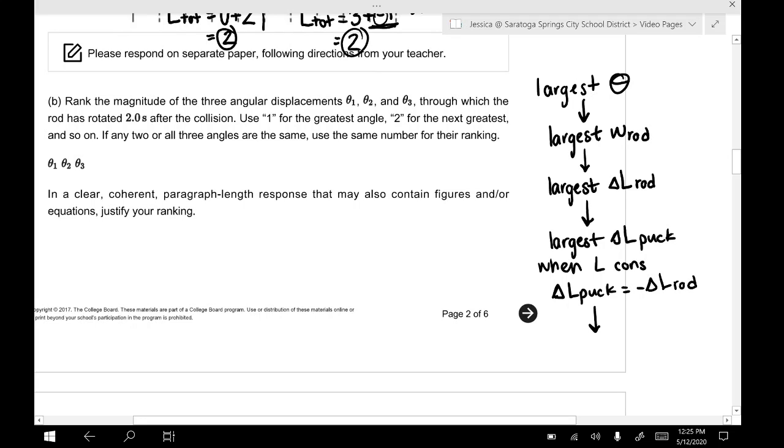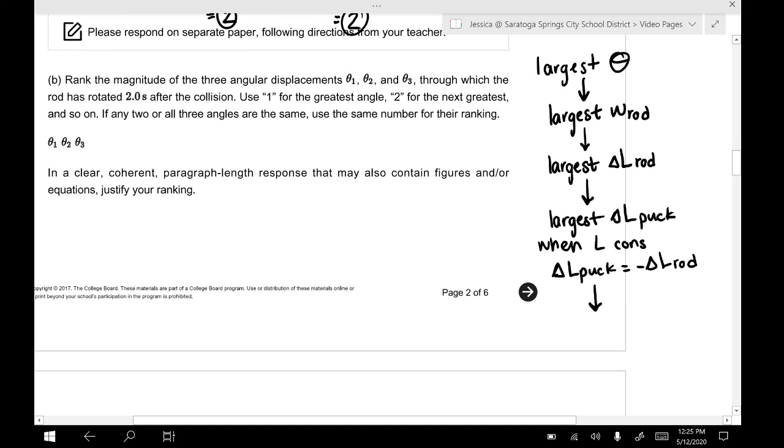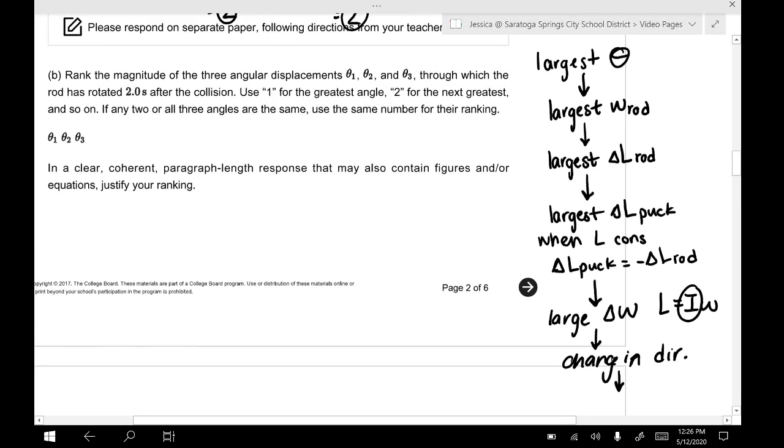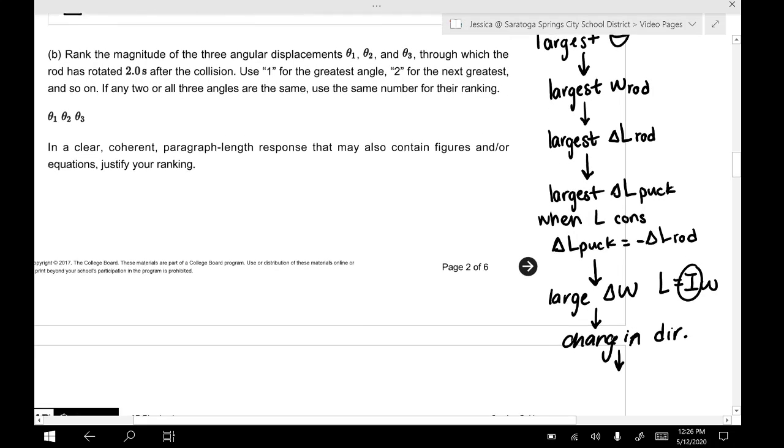Okay, so when does that largest angular momentum change happen? Well, when we have a large change in angular velocity, because remember, L is I omega, and this I is really going to stay the same for the puck. When do large changes in angular velocity happen? Well, remember, angular velocity is a vector, so that's going to happen with a change in direction. So the case that has a change in direction, based on this flow chart that I just drew, is going to have the largest angular displacement of the rod.